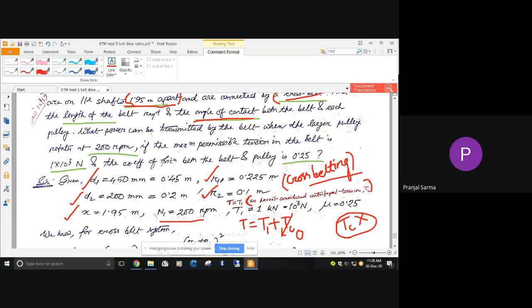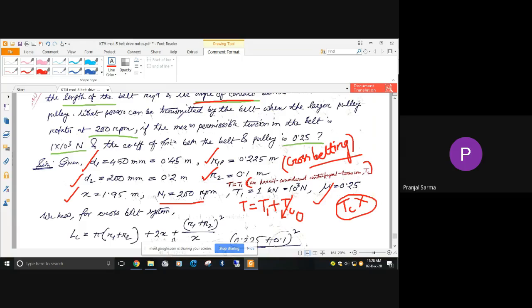So in that case, T1 itself becomes 1 into 10^3 Newton, that means 1 kilonewton, and mu is given as 0.25. Up to this point in the given data, any question, anyone, any confusion?